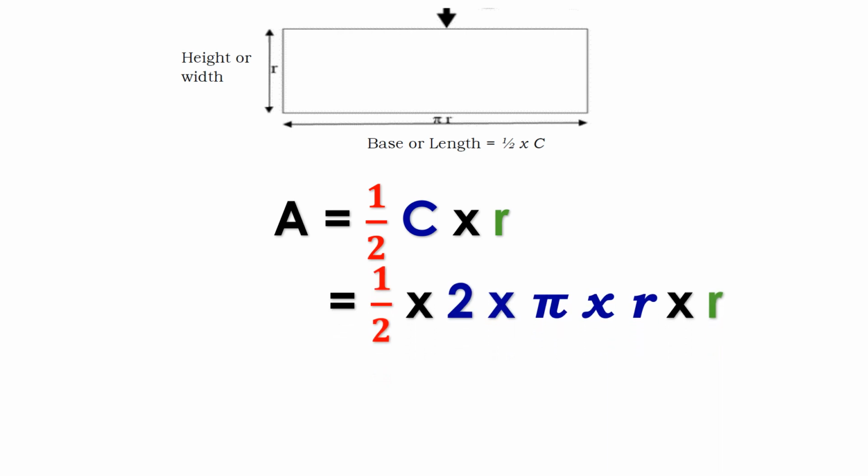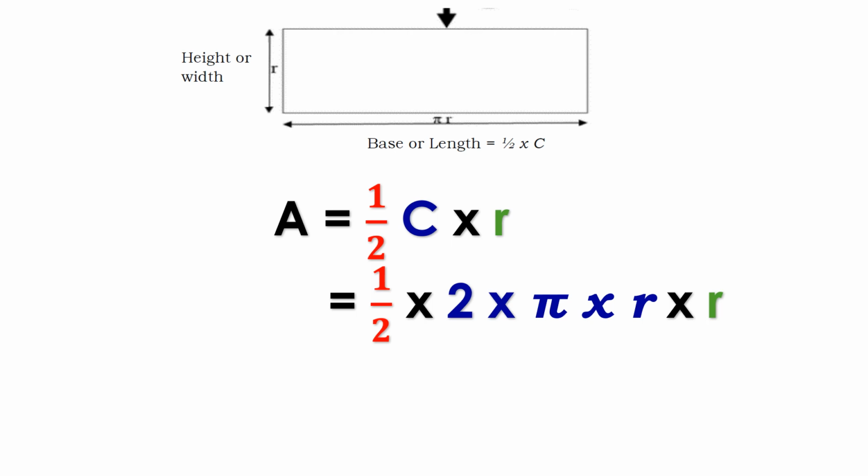Now, we are going to substitute the value for the c. 1/2 times 2 times pi times r times r. The 1/2 is there because we are just going to get the value of the half of the base, times 2 times pi times r. That is the formula in finding the circumference of a circle, because that is only half of our base, times r, which is the height or the width.